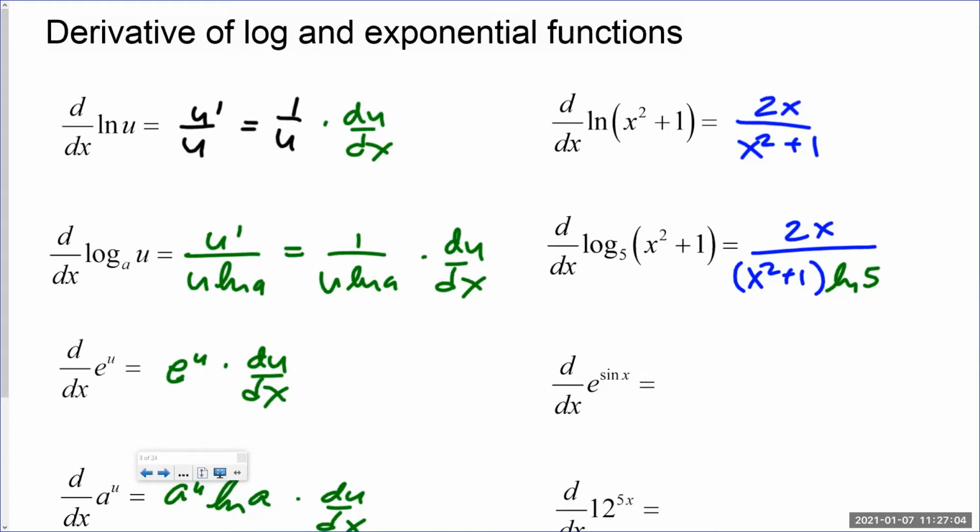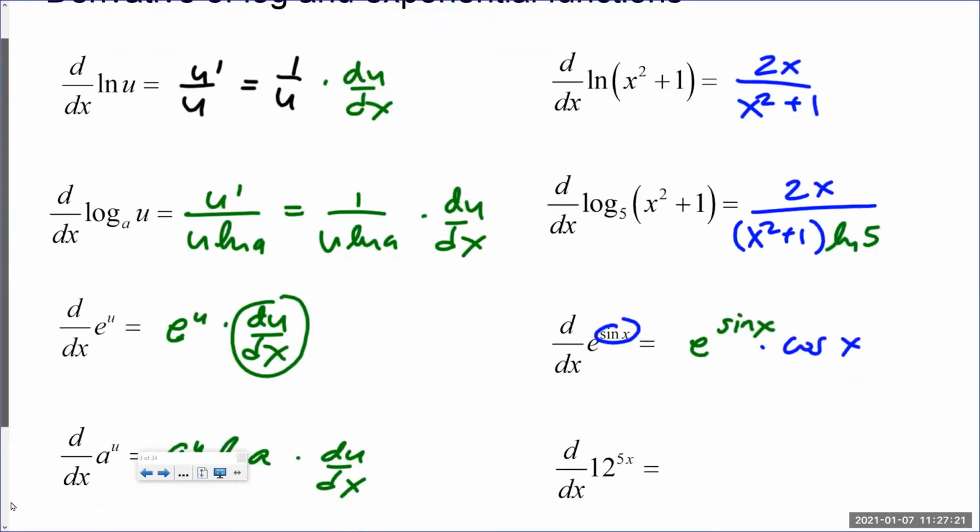Okay, what's the derivative of e to the u? What do you do first? You copy it, and you multiply it by du dx. What the heck is du dx? Cosine, very good. It's the derivative of your u, which is cosine x, and you would just multiply this together. And you can't really simplify it more than that.